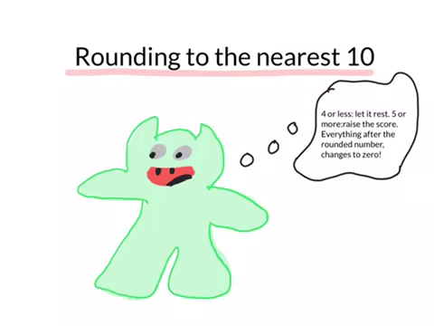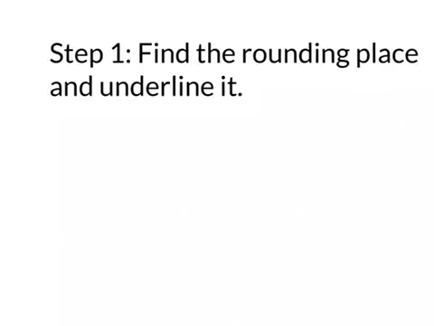Alright, so just a little saying that we can remember to help us going forward. 4 or less, let it rest. 5 or more, raise the score. Everything after the rounded number changes to 0. So let's go ahead and see what that all means.